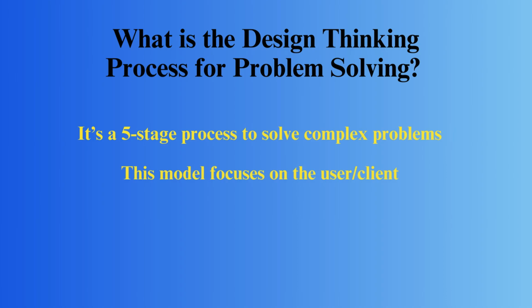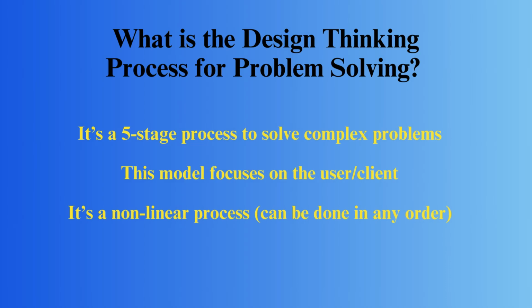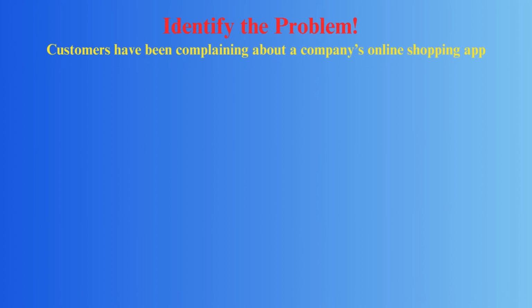they want. And it's a non-linear process, which means that you can do the stages in any order, or that you may repeat a particular stage. So the first thing to do is to identify the problem. Now, we are going to use this example here that customers have been complaining about a company's online shopping app. So we'll look at the theory first, and then we'll look at these examples in a bit more detail.